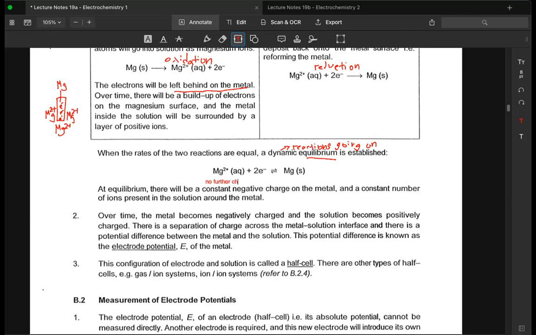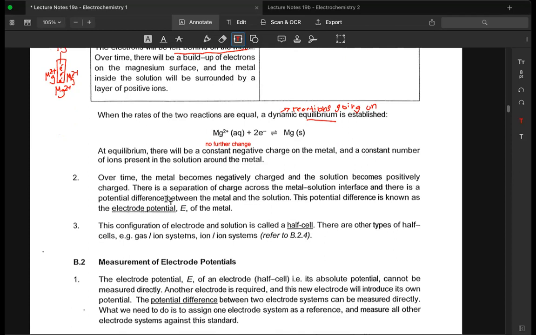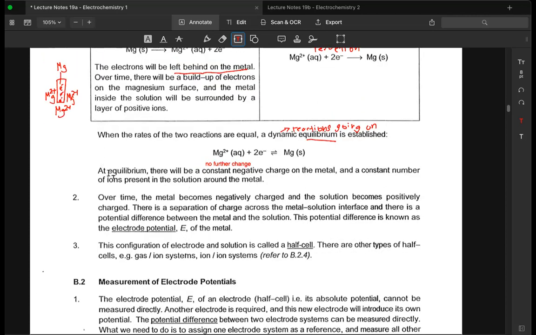So the number may not be the same, and it will not be the same because the mole ratio is different. But constant means no further change in the number because equilibrium is already achieved. So that's the concept. Over time, you will expect the metal to become more and more negatively charged until there's no further change because of the electrons that have accumulated. And the solution surrounding the metal rod will become more and more positively charged because of the accumulation of metal ions that are positively charged. So there is a separation of charge across the metal solution interface.